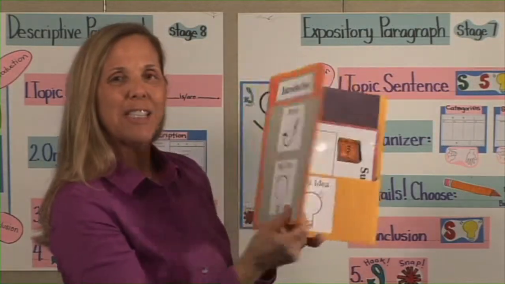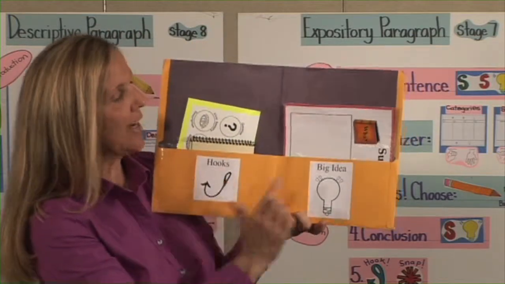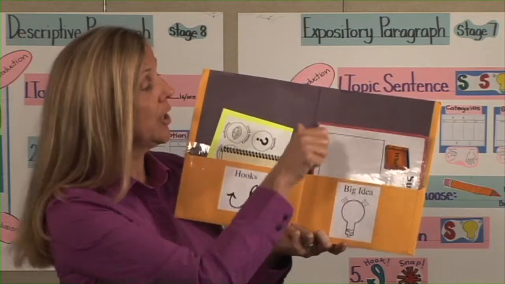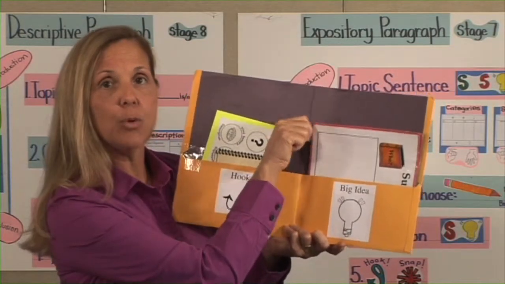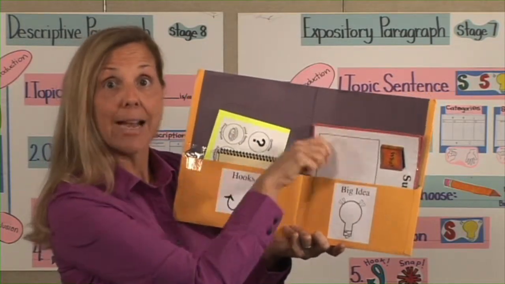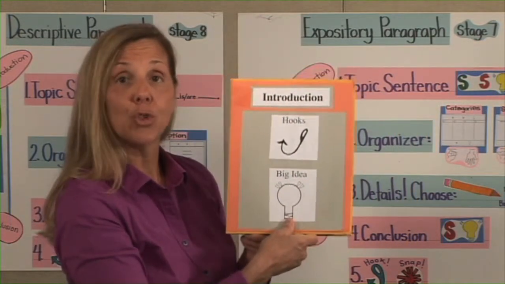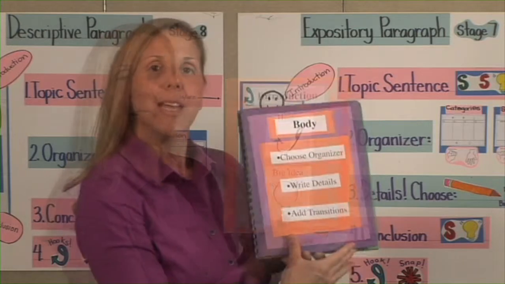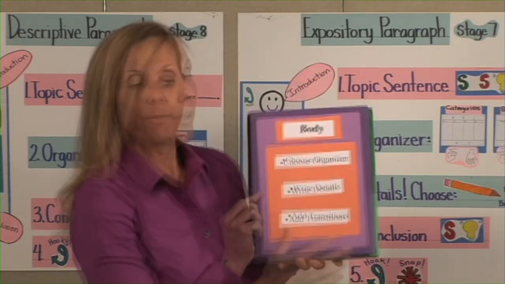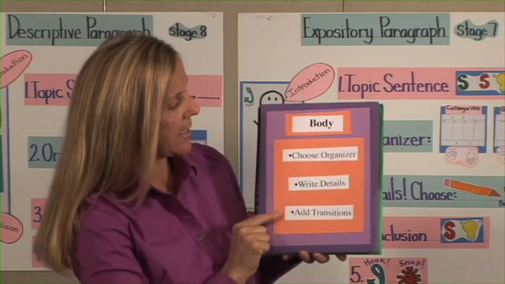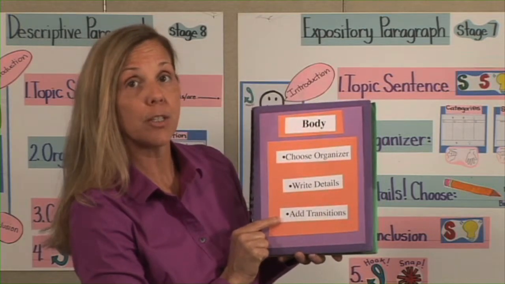These are all our manipulatives for our introduction. Prepare all your manipulatives, put them inside the pockets. When you're teaching the introduction, you can easily grab the pocket folder, grab the tools that you need, and then put them back so that you can find them later. It's a handy way for you to organize your tools at the introduction level. Here's our body file folder. In our tools for the body, choose an organizer, write details, and add transitions.